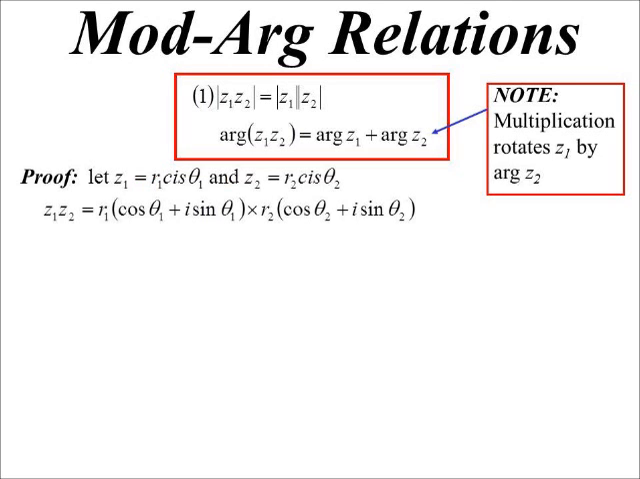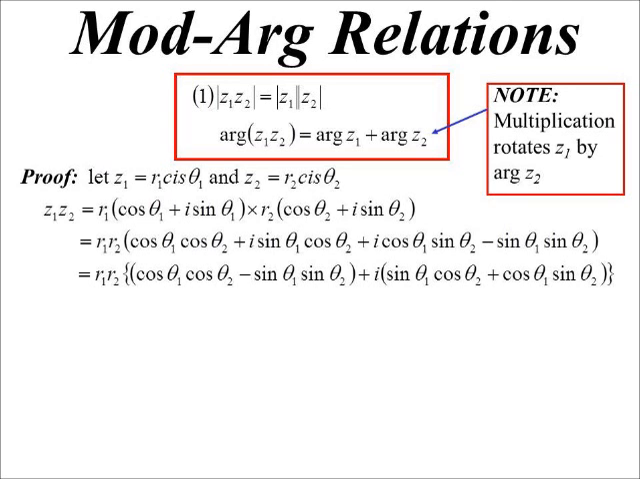I'm going to prove this. Here we go. So I'll let z1 be r1 cis theta 1, z2 be r2 cis theta 2. And we're going to multiply them together. So I'm going to need to expand them out fully there. Well, the r1 times the r2 is easy. That's just r1 r2. But expanding that binomial, we get cos theta 1 cos theta 2, i sine theta 1 cos theta 2, i cos theta 1 sine theta 2. Let's group the real and imaginary together, and you'll notice something interesting.